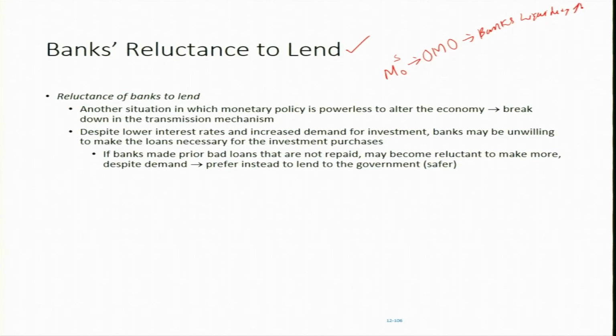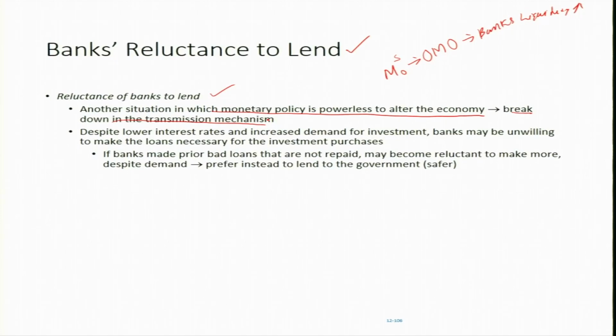But what happens, because we have discussed in the previous sessions that default risk is another issue with most banks. Because of the riskiness of the borrowers, even if their liquidity has increased, or even if they are getting cheap credit from the central bank, it is not necessary that they will lend to the economy. Another situation in which monetary policy is powerless to alter the economy is the reluctance of the banks to lend to the general public and to the firms. That means it will break down the monetary transmission mechanism.